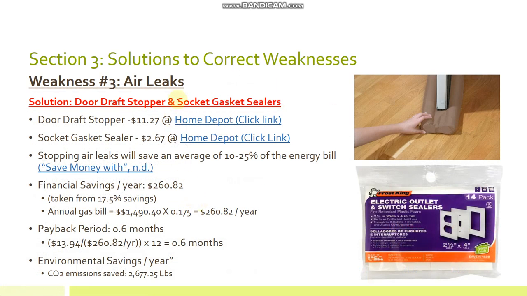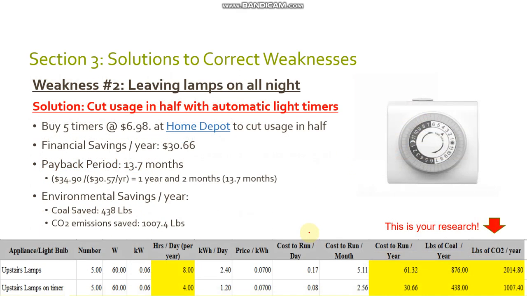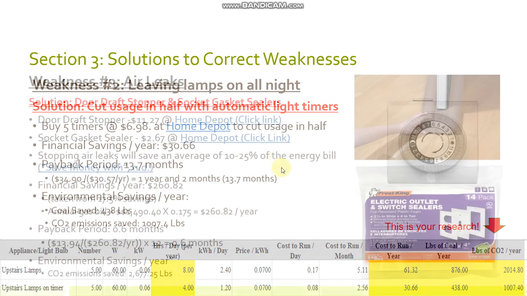Now, weakness number three. This is really important, so listen up. Lump all air leaks into one solution. If you find, in this example, 2 problem areas with air leaks, this is only one solution. If you find 3 problem areas that involve air leaks, it's only one solution. Lump them together. In this case, since it relates to natural gas, you can't use this spreadsheet right here. You have to do research.